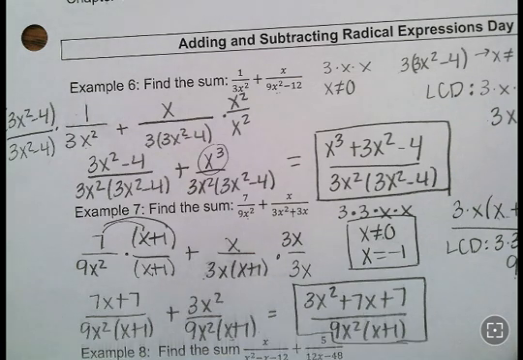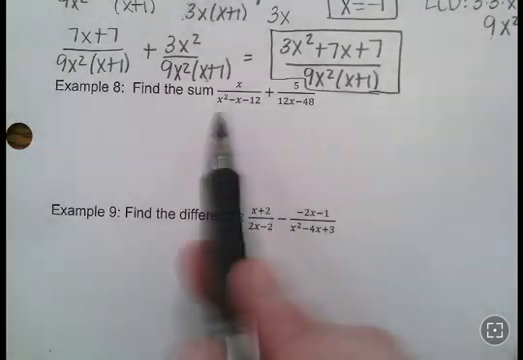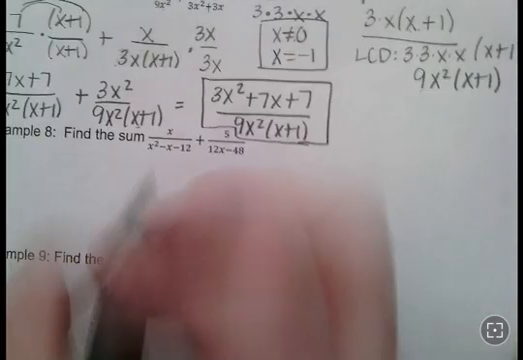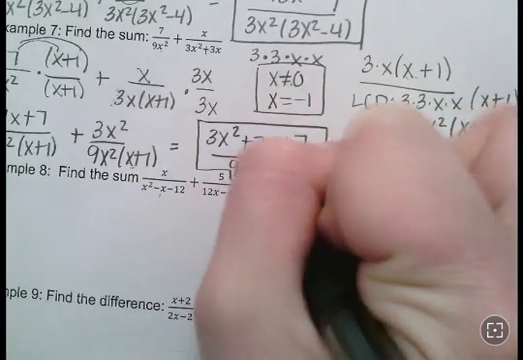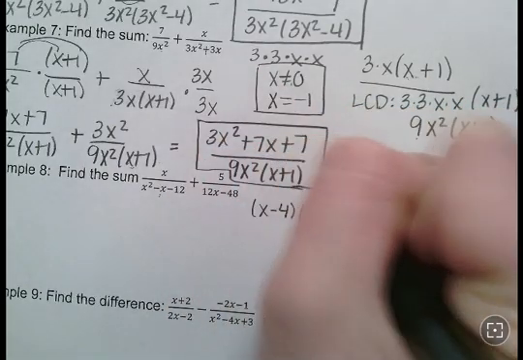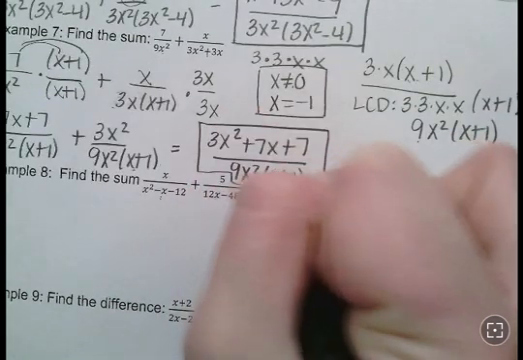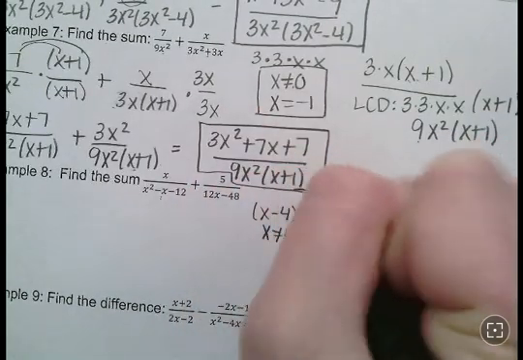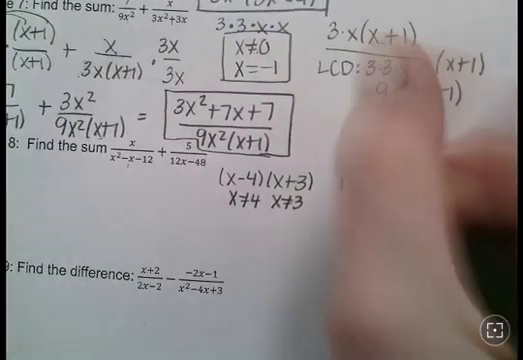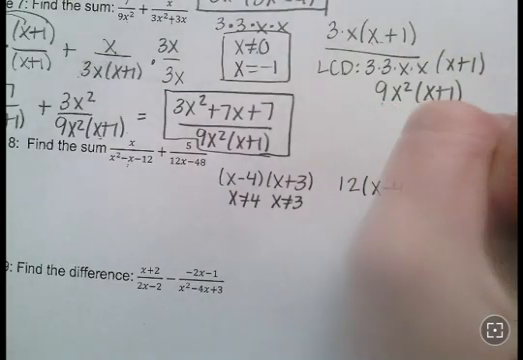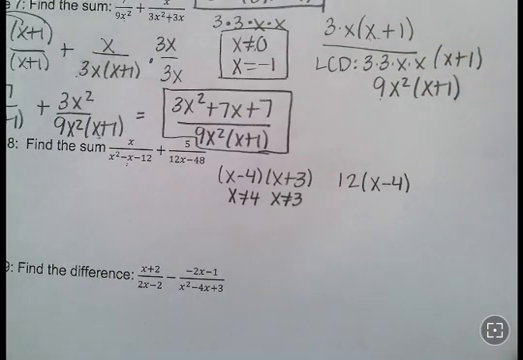All right, 2 more here. Let's find the sum here. Okay, so the first thing we have to do is factor. So this here, that factors to x minus 4, x plus 3. So the restrictions are x can't be 4, x can't be 3. Okay? And then that one, well, you can take out a GCF of 12, and then you're left with x minus 4. So we already have that restriction of x can't be 4.